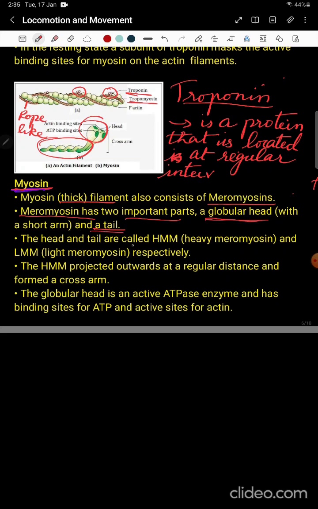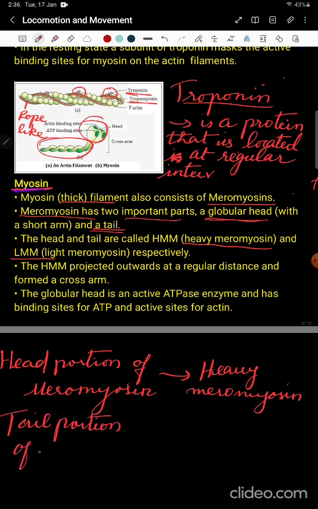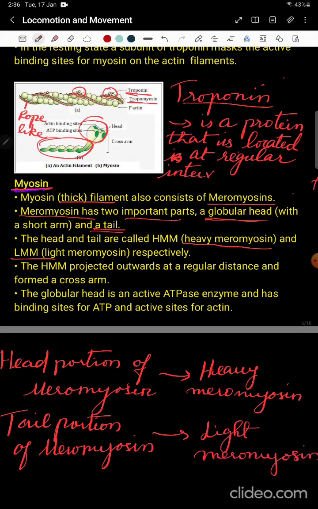Understood? Okay. The head and tail are called heavy meromyosin and light meromyosin respectively. The head portion of meromyosin is called heavy meromyosin. Understood? Now the tail portion of meromyosin is called light meromyosin. So these are the two types of meromyosin that are included in our myosin, our thick filament.